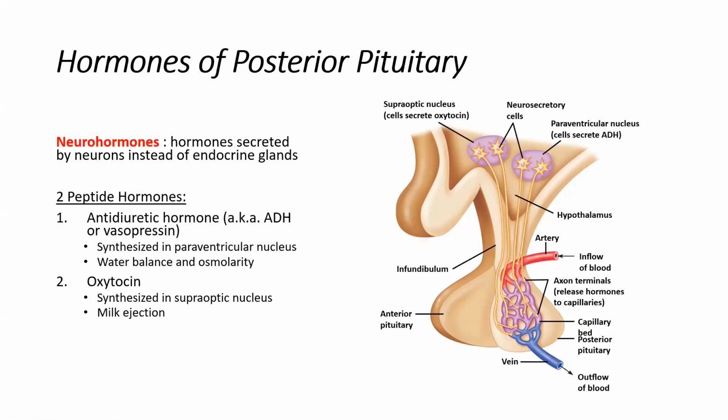The second hormone that is released from the posterior pituitary is oxytocin. Now, oxytocin is going to be secreted from the supraoptic nucleus of the hypothalamus. So it's all in the hypothalamus, but this is a different group of neurons or a different group of cells that are secreting this different hormone. And then it will also be released from the posterior pituitary by the axons of these neurons that stretch through the infundibulum and down into the pituitary.